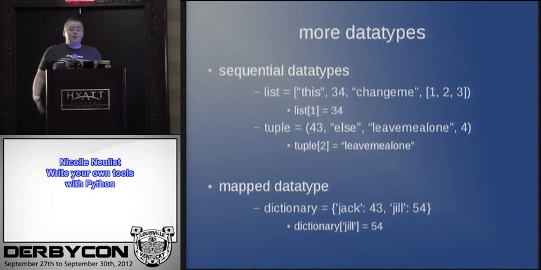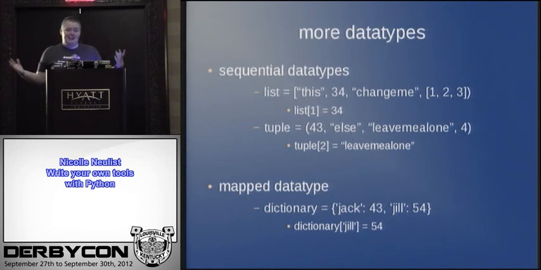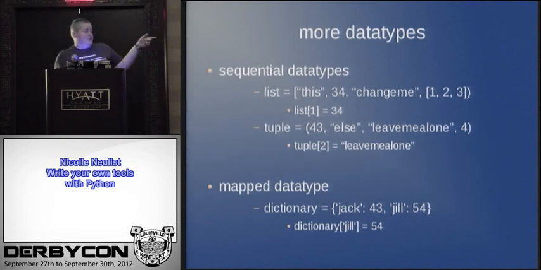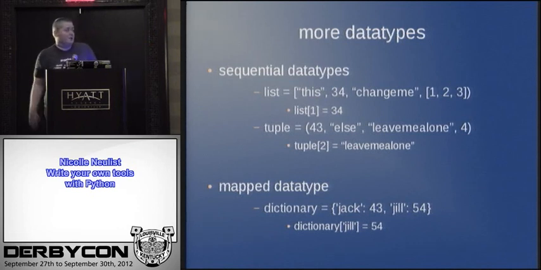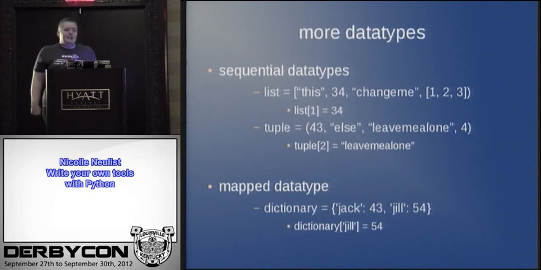The difference between a tuple and a list is you can change elements in a list, whereas you can't in a tuple. I could have something later in my code and declare that list 1 equals the word is, and it won't complain at me. It will just yank 34 out and put the word is in. Whereas with a tuple, let's say I tried to change tuple 2, instead of being "leave me alone," to a list of this, 34, change me, 1, 2, 3. It's going to yell at you and say that a tuple is an immutable object.